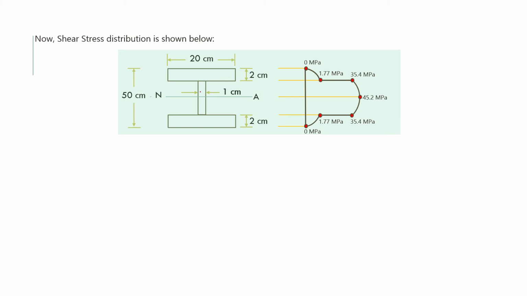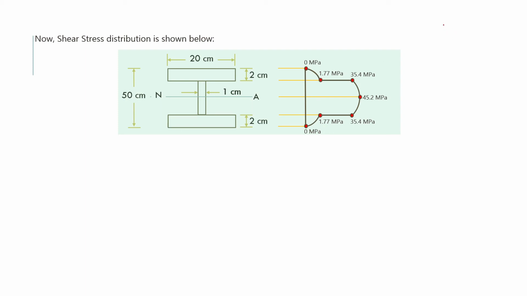Now shear stress in the web at the junction with the flange will be 35.4 megapascal. So I marked it here. And at the neutral axis the shear stress is 45.2 megapascal. So I marked it here. Since the figure is symmetric, the same values will come below the neutral axis. So this is the point I have marked. Now I will join these points, let us say from 0 to 1.77 megapascal, with a curve. This curve is parabolic in nature.